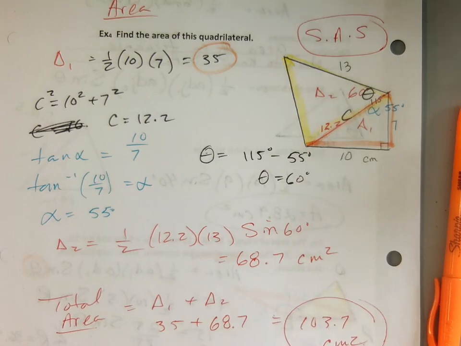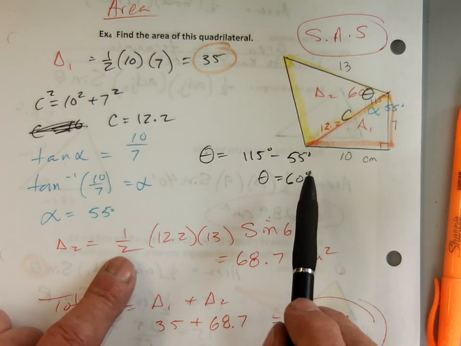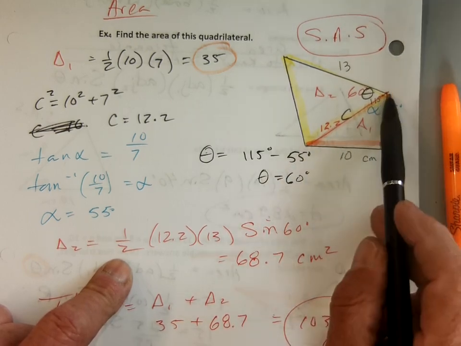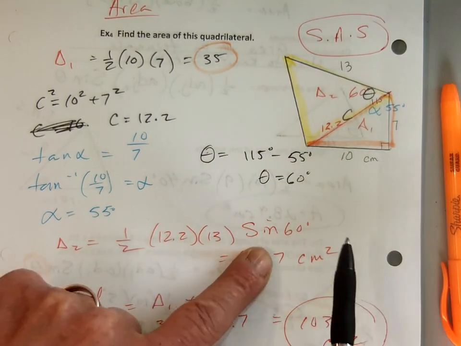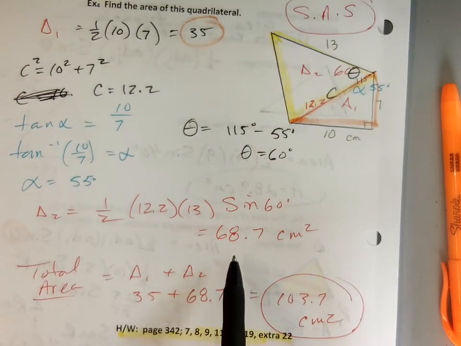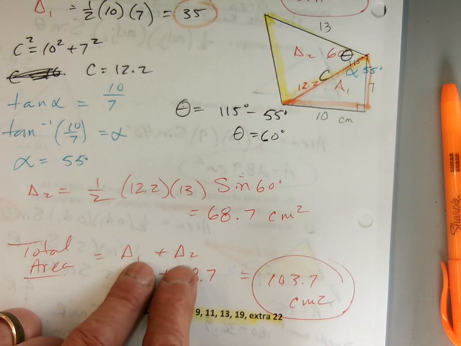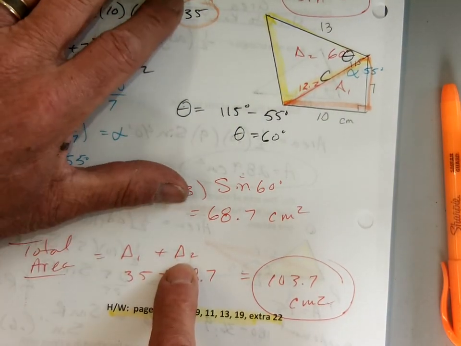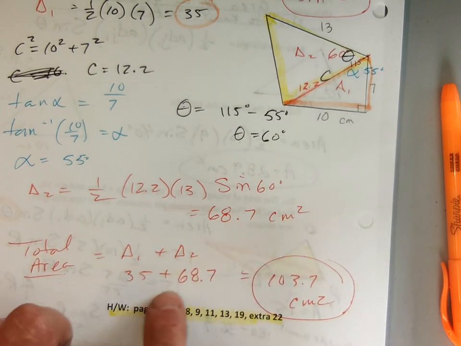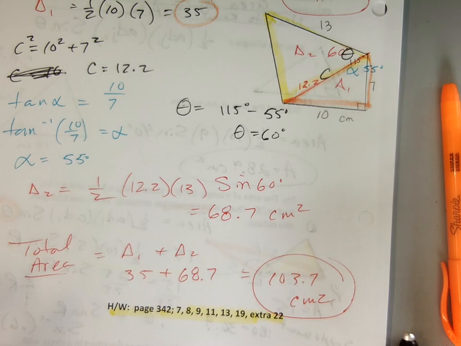So now I have my side, angle, side, and I can go then my 1/2, my adjacent side, 12.2, times my 13, my other adjacent side, times the sine of the angle, 60, and I got about 68.7. Now, add the two triangles together to get the total area. Triangle 1 was 35, triangle 2 was 68.7. I add the two together, and the entire quadrilateral has an area of 103.7.